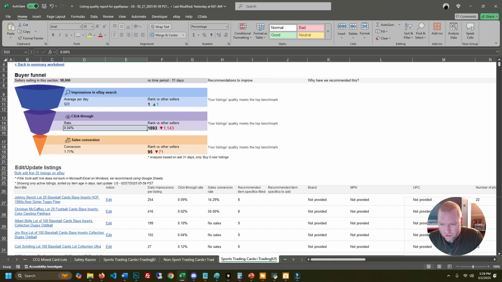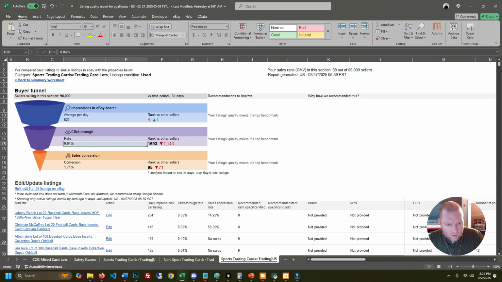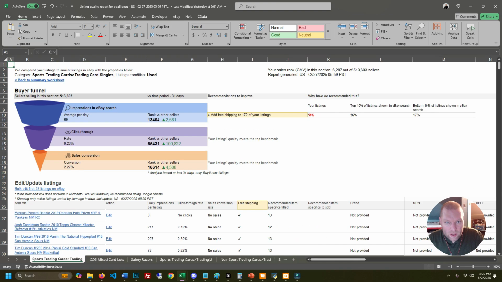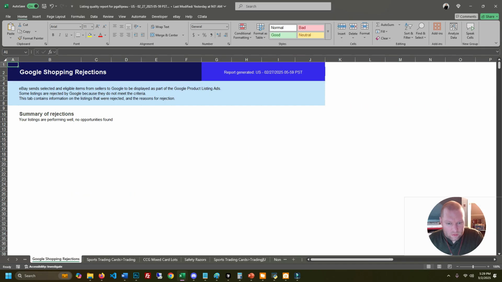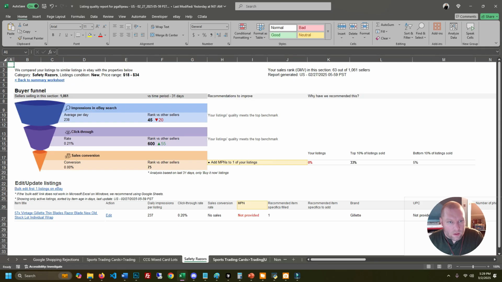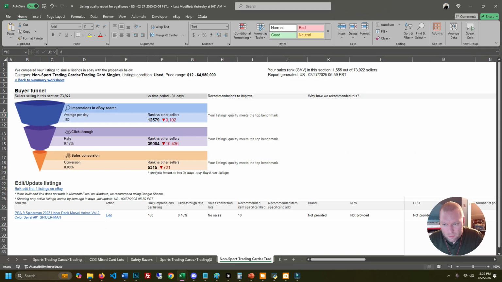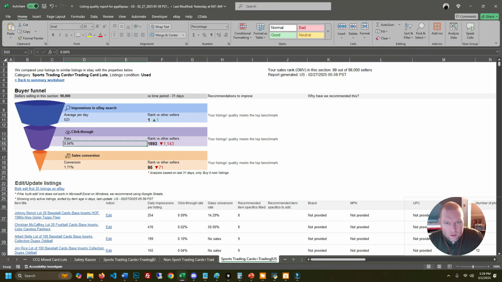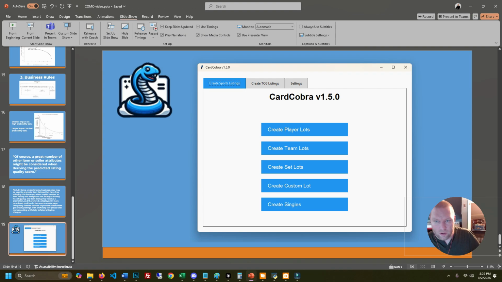I wonder, before I switch out of here, let's see. I want to see if I can find another sports card lot. Those are singles. I don't know if it has me in any. I have some random crap. Trading card singles, trading card lots used. It doesn't have me in like a price range one to see how it compares in a specific price band. So we'll just forget about that.